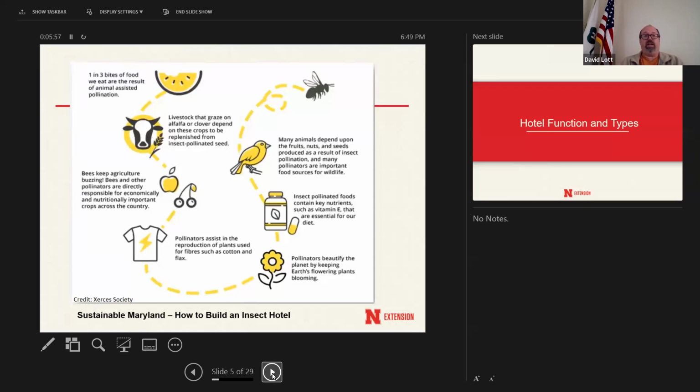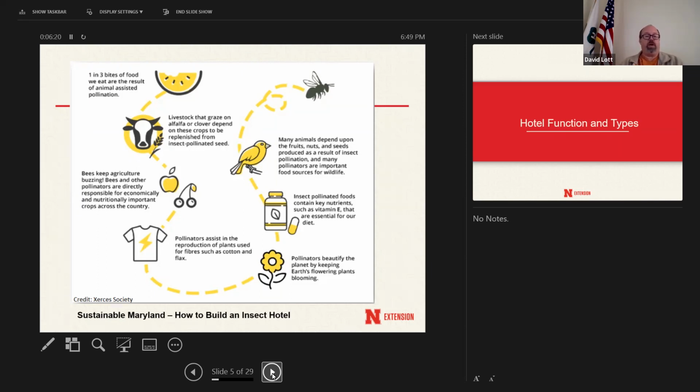So one crop that gets a lot of attention, of course, are the almonds in California, where you will see semis of bees going west for the winter, and they make a handsome profit by taking their truckloads of bees out to California, placed in the almond groves. They pollinate that crop because it's a very high value crop.